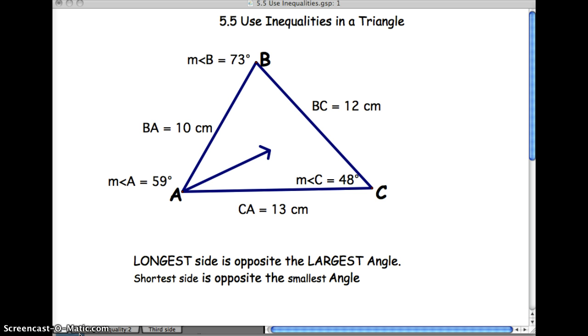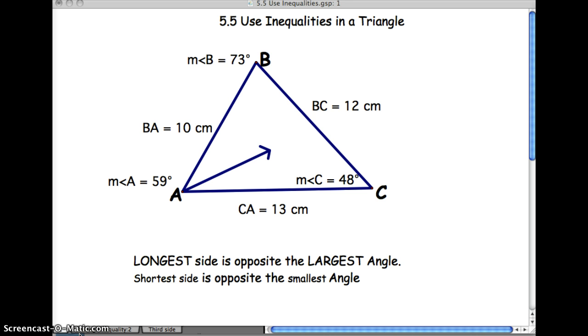That is not by coincidence. That's by design. You're going to see that happen on a regular basis. The angles and the side opposite from the angles are directly related. So if you look here, look at the side across from angle. Well, first of all, tell me the largest angle. 73, which is angle B. Now, let's look across from angle B. What do you notice about the side across from angle B? It's the longest. So our largest angle goes with our longest side.